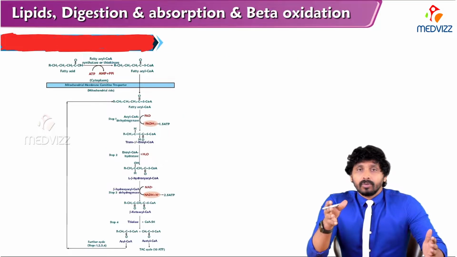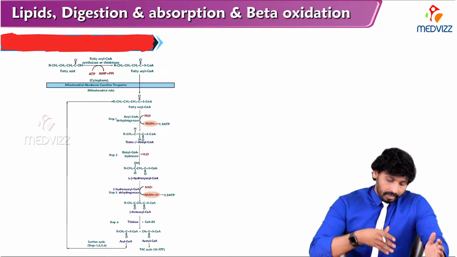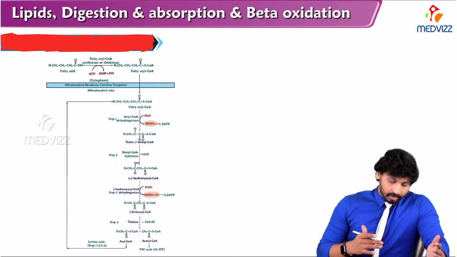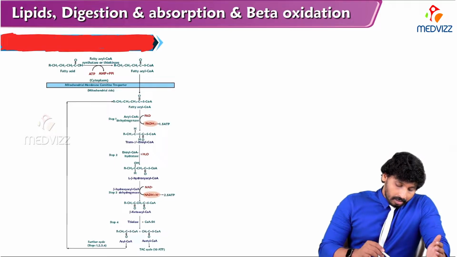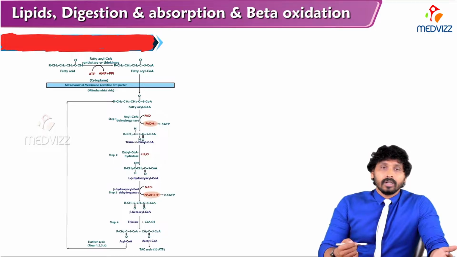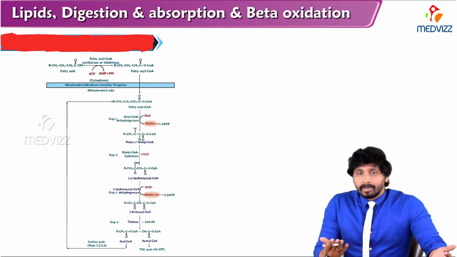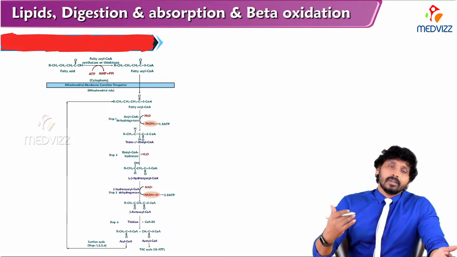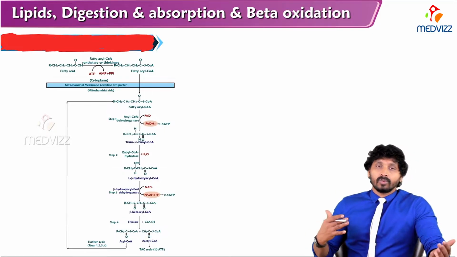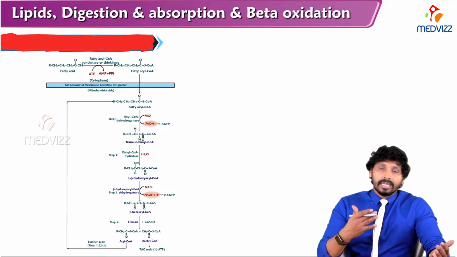Continuation to our previous video, beta oxidation. So here I am showing you the beta oxidation schematic representation, diagrammatic presentation. Here how a fatty acid is entering into the cell, and from there how it is transported to the mitochondria, and once it enters into the matrix of the mitochondria, how it is undergoing beta oxidation proper, and finally producing what substances and how they are producing energy.